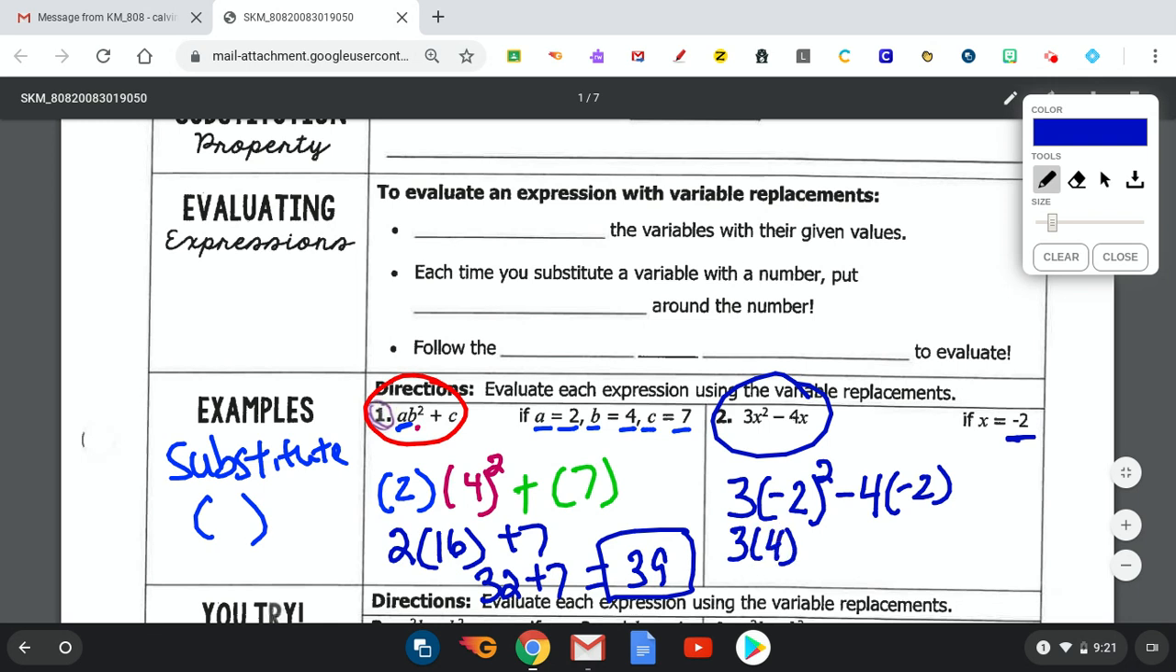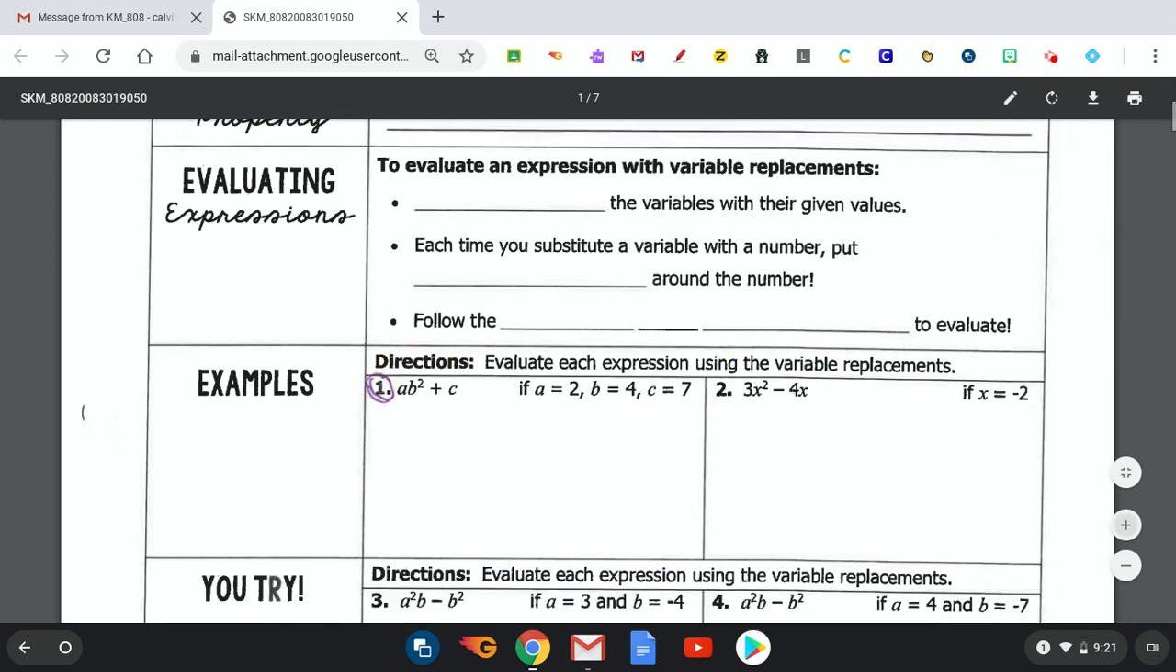And then -4 times -2 is a +8. 3 times 4 is 12. And then I have 12 plus 8, and my answer is 20. So I'm just substituting those in and then following order of operations. Let's go down and do example number 3.